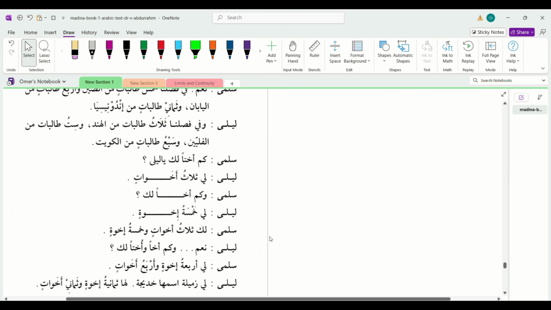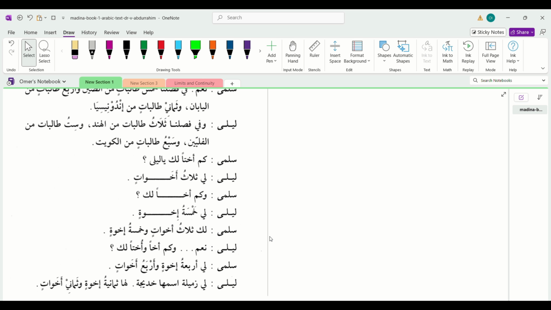Selma basically repeats the sentence. You have three sisters and five brothers? Layla: yes, and how many brothers and sisters do you have? Selma: I have four brothers and four sisters.